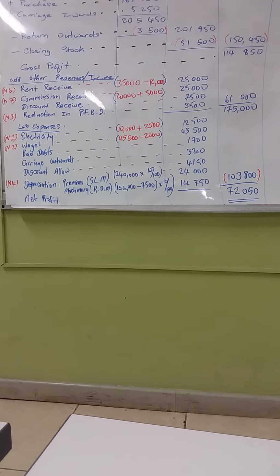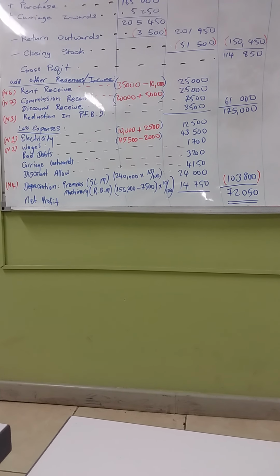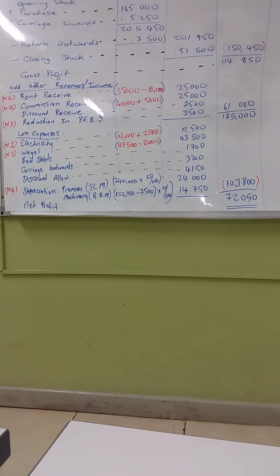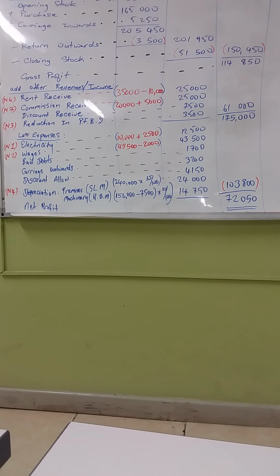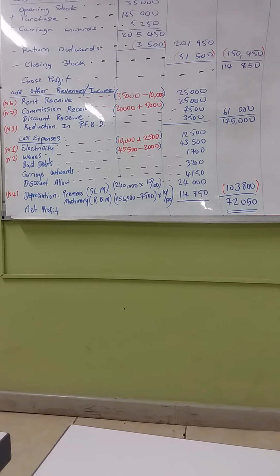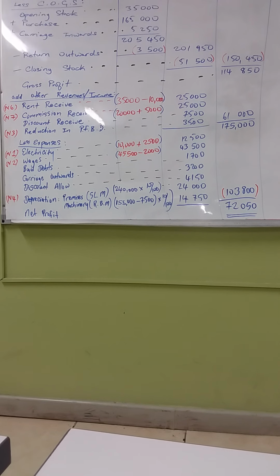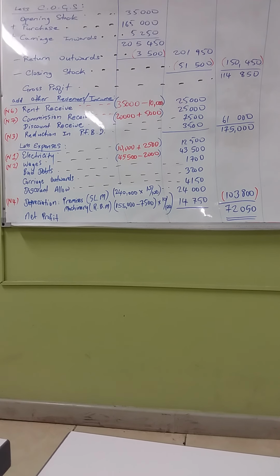Next we insert our bad debts. Now, there was no increase in provision for bad debts. Remember that we looked at it earlier, there was a reduction. So the reduction is treated as other revenue.